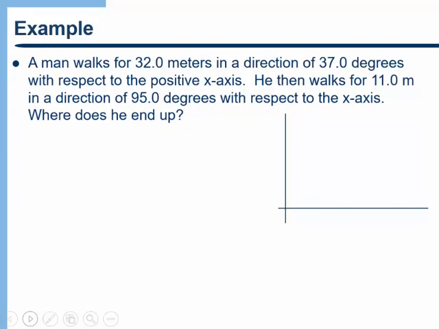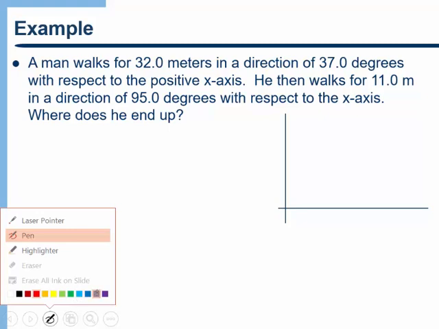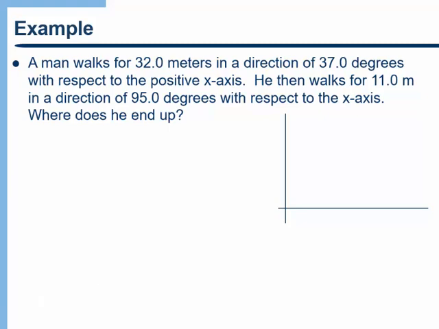Let's do an example problem to see how adding vectors works with components. Our problem says a man walks for 32 meters in a direction of 37 degrees with respect to the x-axis. He then walks for 11 meters in a direction of 95 degrees with respect to the x-axis. Where does he end up?